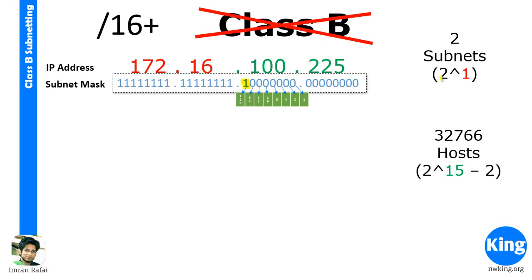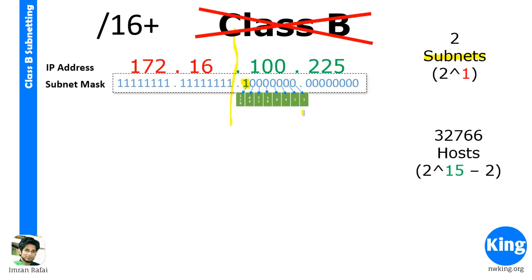Now from what we know already, 1 bit borrowal means you get 2 subnets, 2 to the power 1, which also means that you get 2 to the power 15. 15 is nothing but the number of zeros, so 2 to the power 15 minus 2 hosts, that is 32,766 valid hosts. How do we get the first network's network ID? We know this from our previous video. We remember for a class B, 172.16 is class B, so this is the default subnet mask, and this is where the default division is, right?